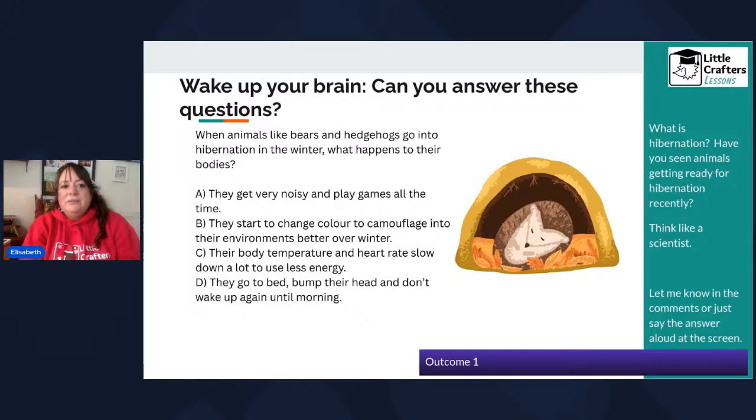What do you think happens to them when they go into hibernation? Do they get very noisy and play games all the time? Do they start to change color to camouflage into their environments better? Does their body temperature and heart rate slow down a lot? Or do they go to bed, bump their head, and not wake up again until morning?